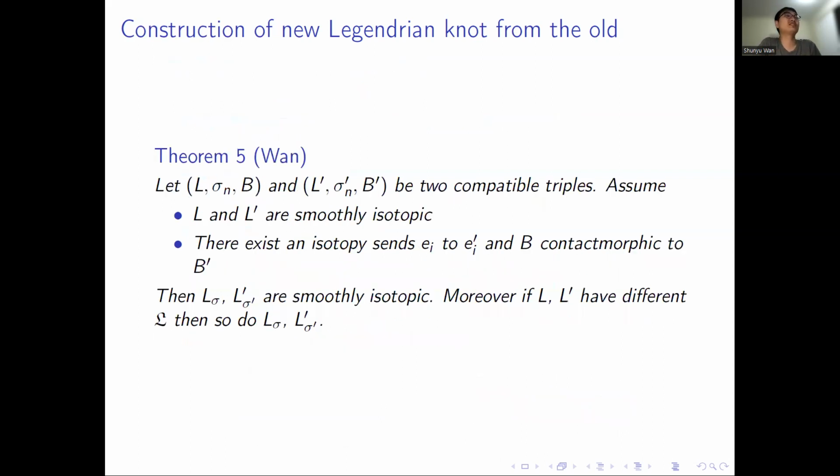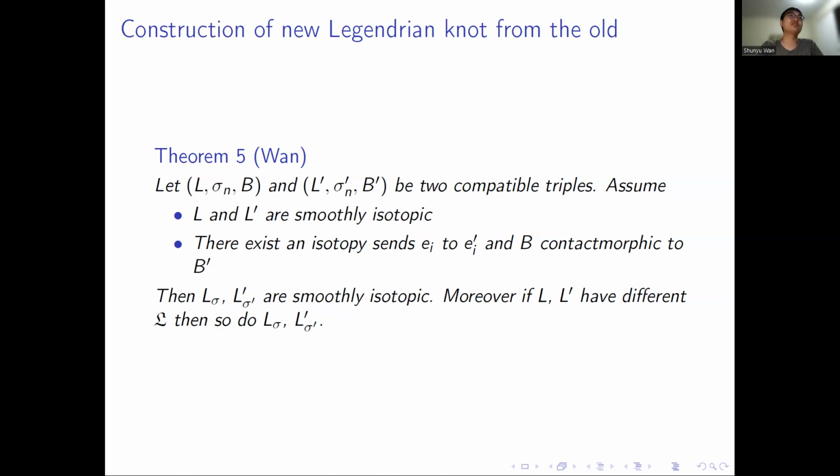And the theorem says, suppose you have two compatible triples, and we assume L and L prime are smoothly isotopic, and moreover there exists an isotopy of L and L prime that sends each individual arc e_i to e_i prime, and the ball B contactomorphic to the double ball B prime. Then we can conclude that the two new Lagrangian knots L_sigma and L prime_sigma prime are smoothly isotopic. Moreover, if L and L prime have different loss invariants, then L_sigma and L prime_sigma prime also have different loss invariants.